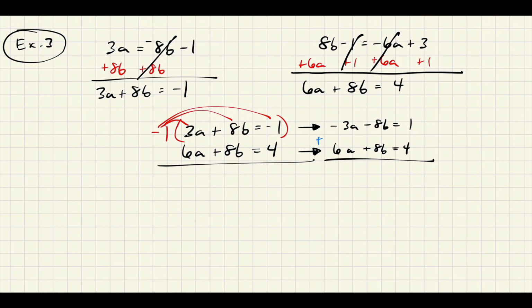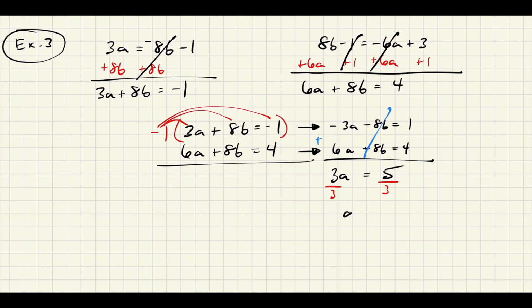Now I can add straight down. Now when I do that, I get 3A. B's go away, which I wanted them to, equals 5. Divide by 3. A equals 5/3. Got half my answer. How do I get B?